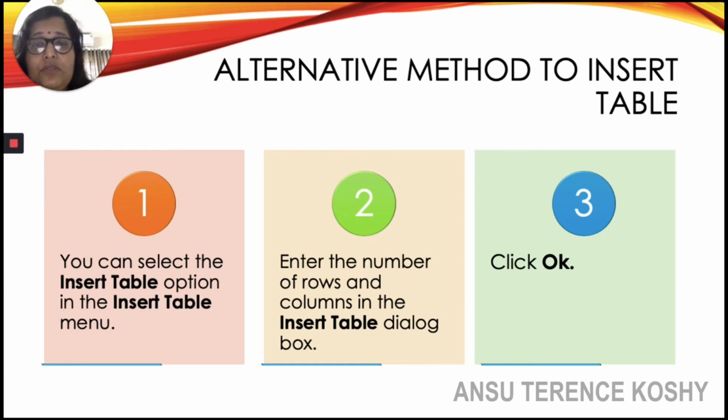I'll repeat one more time. You have to place the cursor in the correct place that you need. Click on the Insert Table option. Then you have to type in the number of rows you want and the number of columns you want and then press OK. You will have the table you need in the place you want.